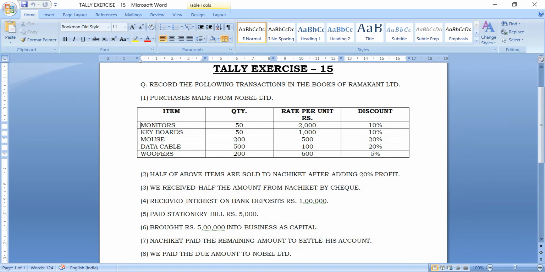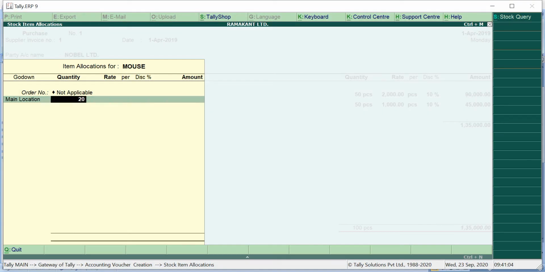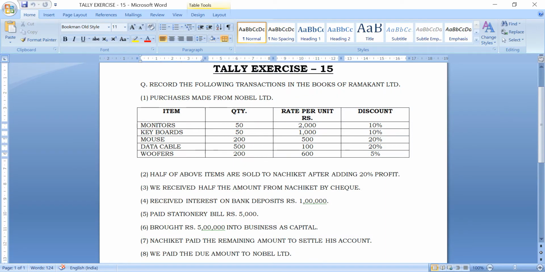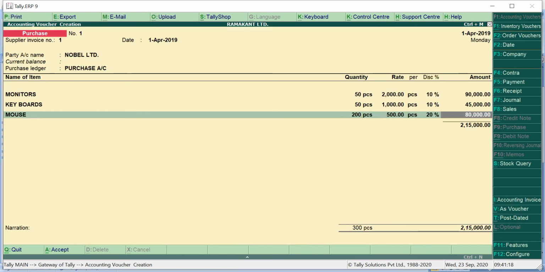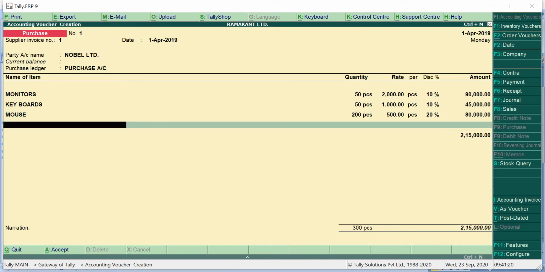Refer the details. 200 quantity, 500 rate. 200 quantity, 500 rate per piece. And are we getting discount on that? Yes, we are getting 20% discount. So 20, discount deducted automatically.